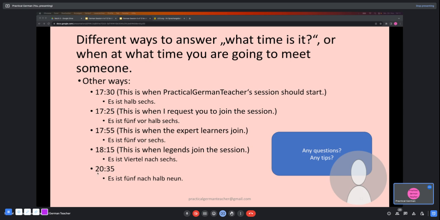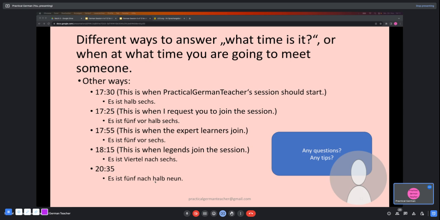Okay, this one, 20:35. So 20:35 is nothing but, if it was 20:30, you would say es ist halb neun, like half an hour before 9. But it is 5 minutes after that, so you will say fünf nach halb neun. Here we had fünf vor, here we have fünf nach.